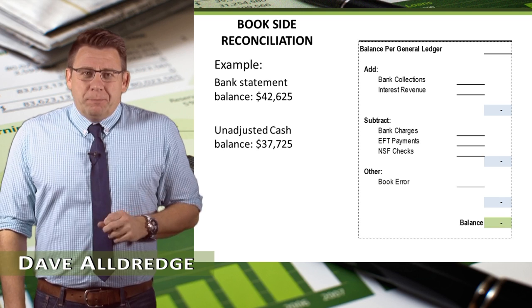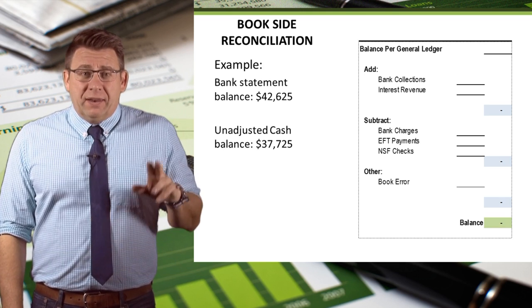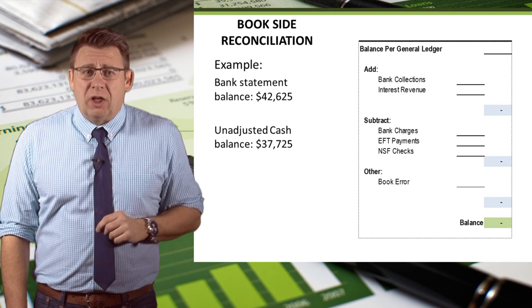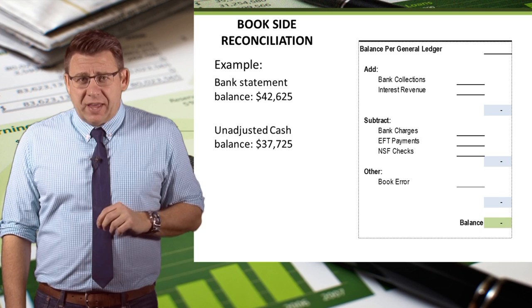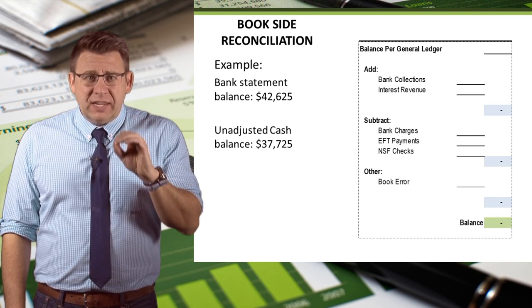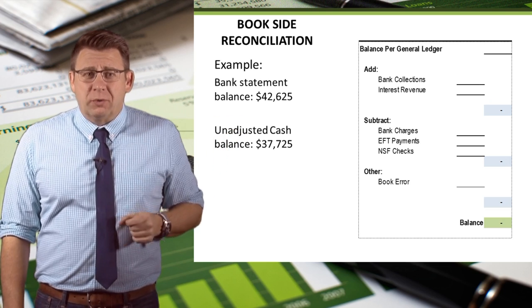Let's look at this example. The bank statement balance is $42,625, and the unadjusted cash account balance, which we get from the unadjusted trial balance, is $37,725. Because of timing differences, these balances will be different. Looking at the two, can you tell which is correct?